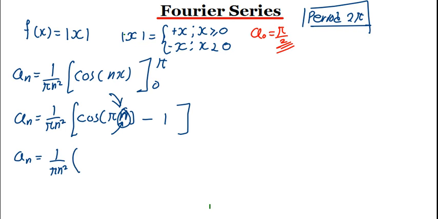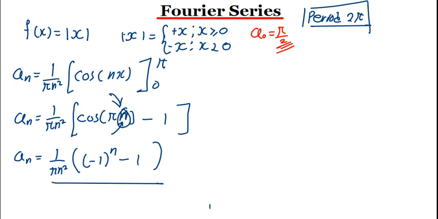Then I can write this as minus 1 to the power n minus 1. This is a generalized way, because there's a time when this is positive 1 and a time when it's negative 1. So this is a way in which we can write a sub n.